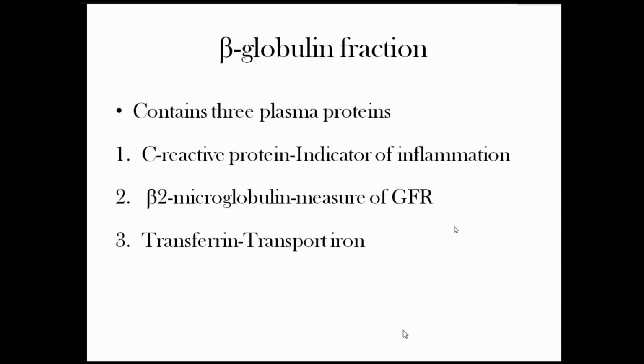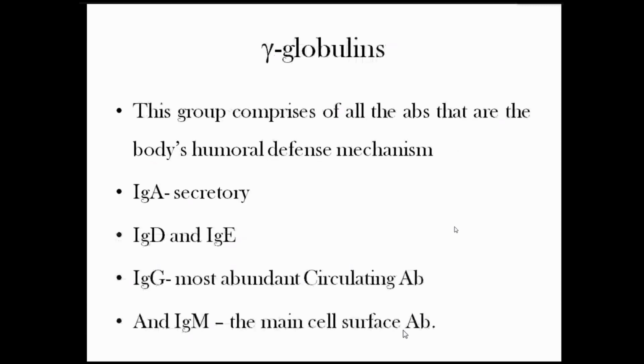Transferrin is an important protein in transporting iron to its utilization stores. So a high level of transferrin in circulation means a deficiency in iron, and a low level of transferrin in circulation means that there is excess iron in circulation. Now we get to the ones that we use for immunity.